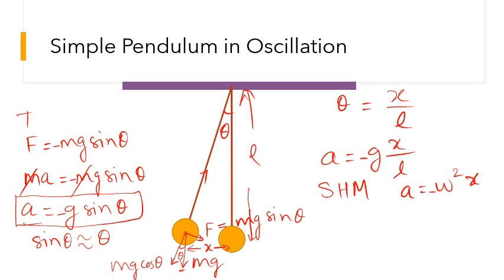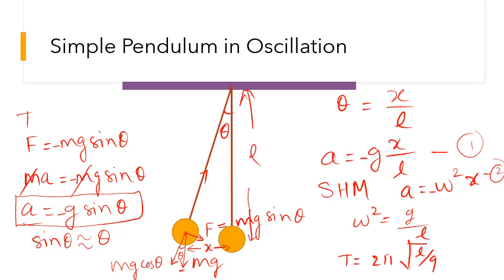Now comparing these two relations, this one and 2, we will get omega square is equal to g by L, and we know omega is equal to 2 pi by T. So putting it in and rearranging the equation, we will get T is equal to 2 pi under root L by g.